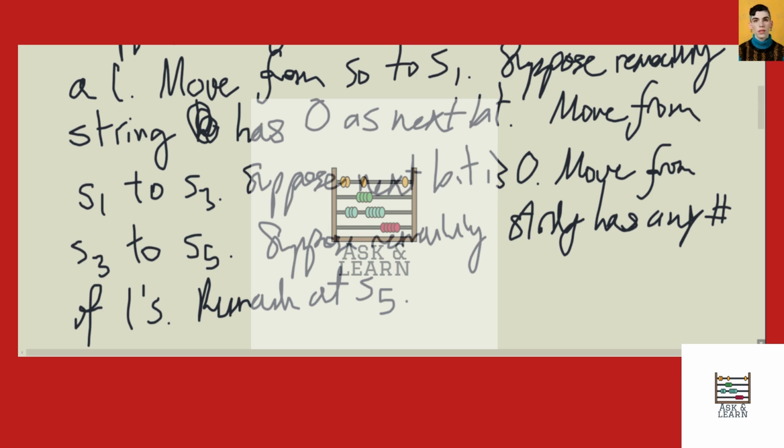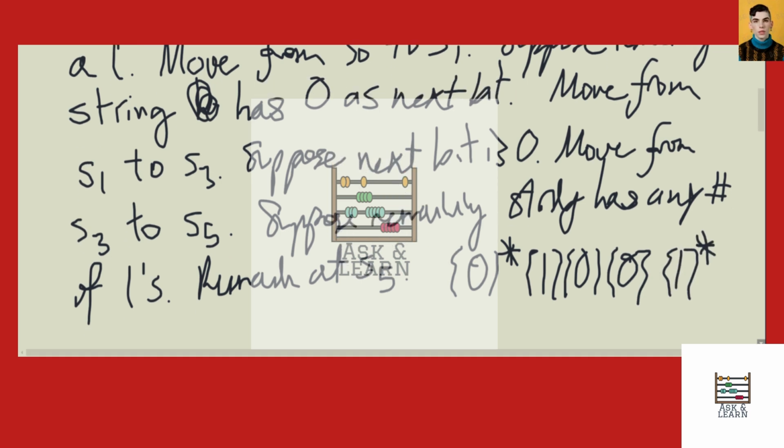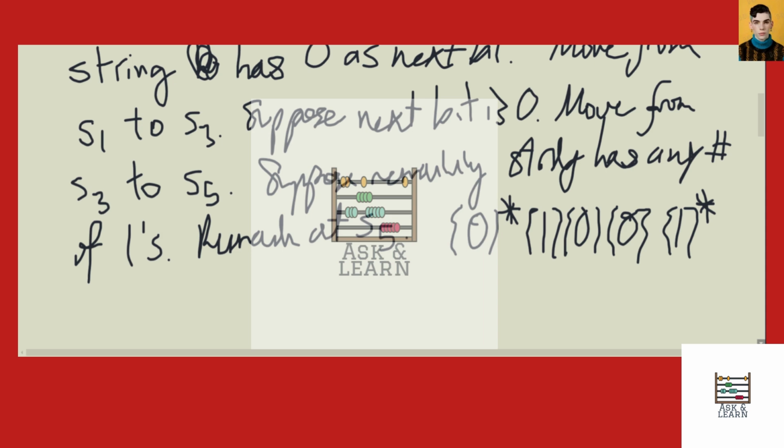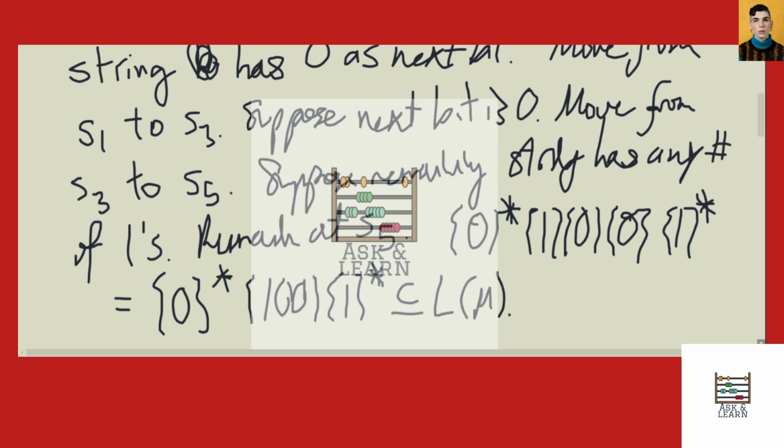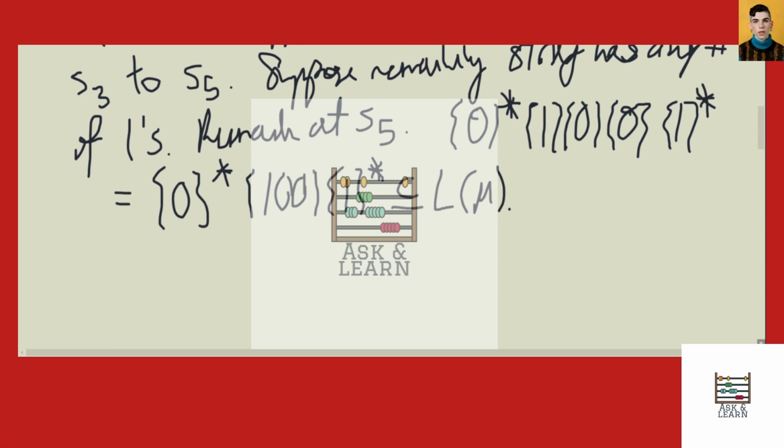And so it follows that strings in this set, 0 star 1 0 0 1 star, are going to be a subset of the recognized language, and this can be rewritten as 0 star 1 0 0 1 star. Of course, that was only one way to get to S5.